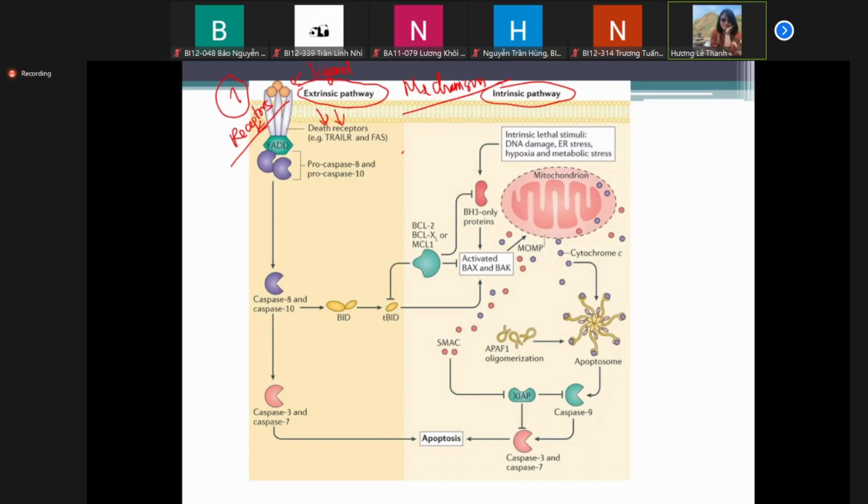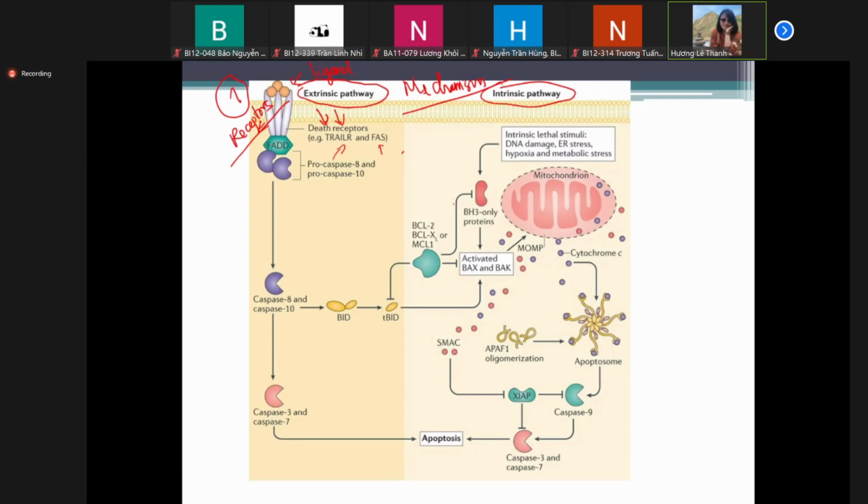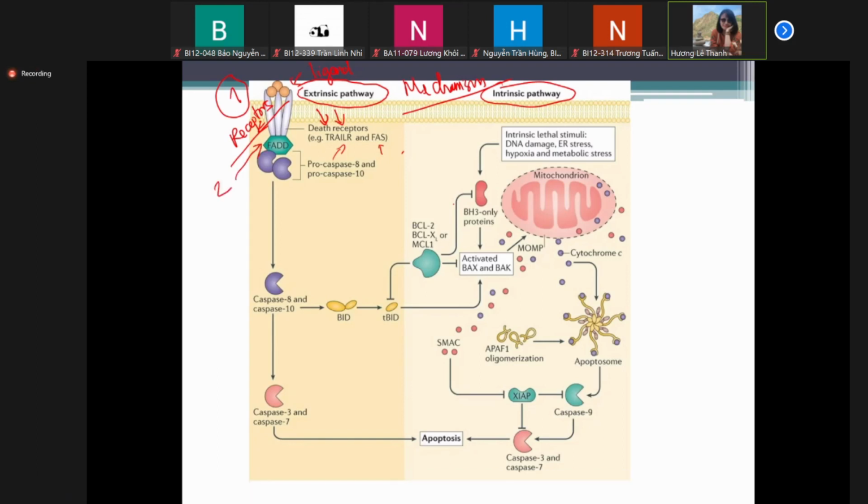Two common types of chemical messengers that trigger the extrinsic pathway to apoptosis are FAS and TRAIL. In step number 2, in response to changes in the intracellular domains of TRAIL and FAS receptors, a protein inside the cell, the FADD, also changes. This is step number 2. You see the green protein here, FADD.